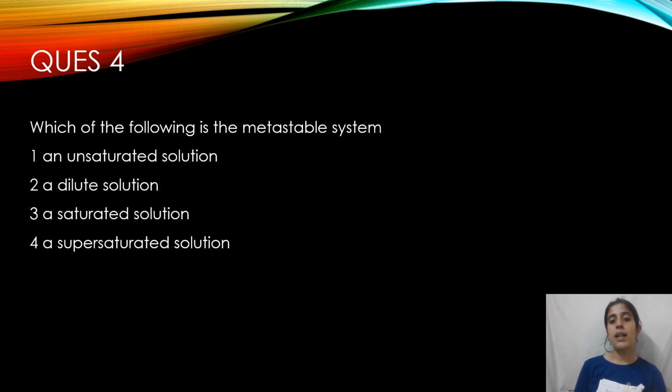Next is, which of the following is a metastable system? A supersaturated system. So the supersaturated solution is one that is already occupied.